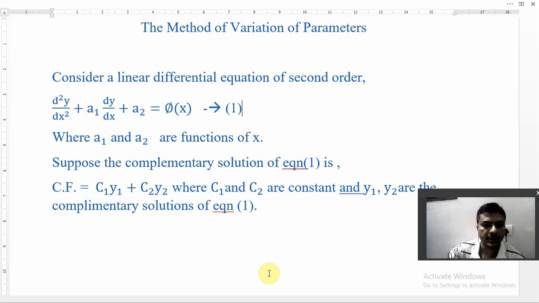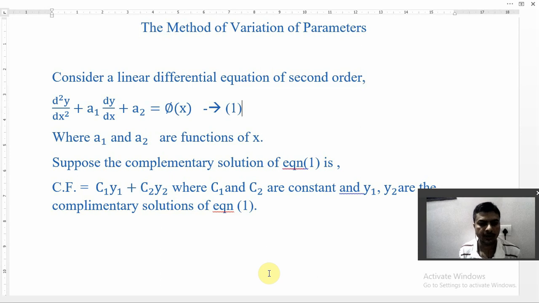The definition. Consider a linear differential equation of second order, d square y upon dx square plus a1 dy upon dx plus a2 y is equal to psi of x. We'll keep this as equation number 1, where a1 and a2 are functions of x. Students, they can give any type of equation; in the example, just rewrite or modify the equation into this equation number 1.